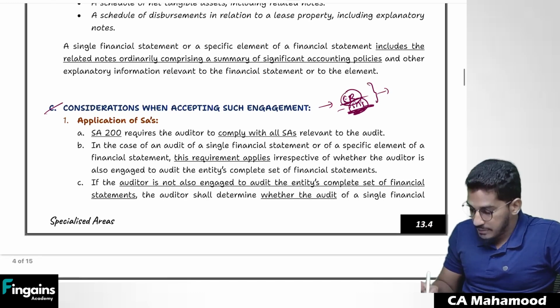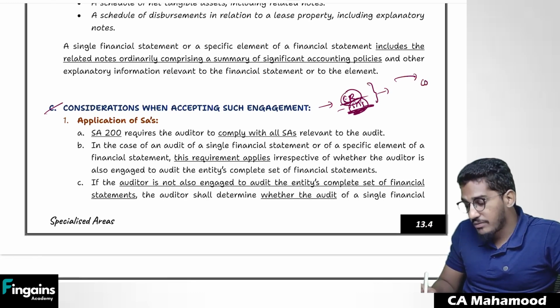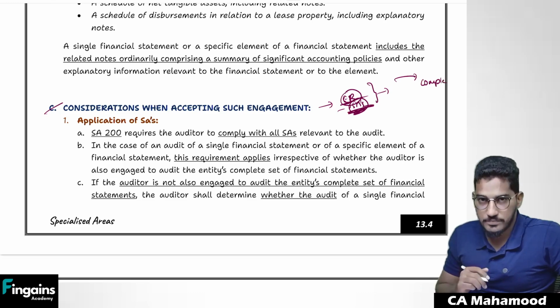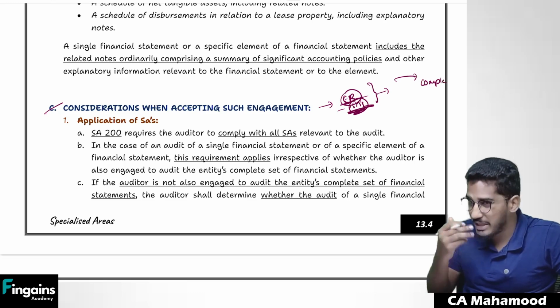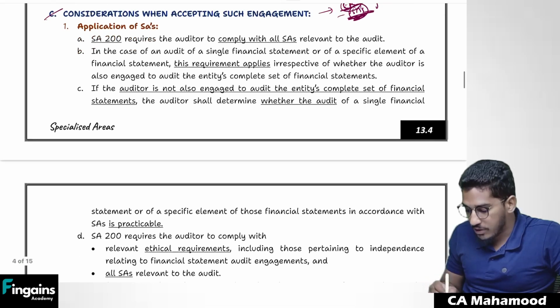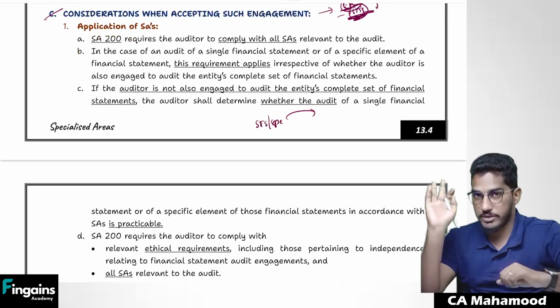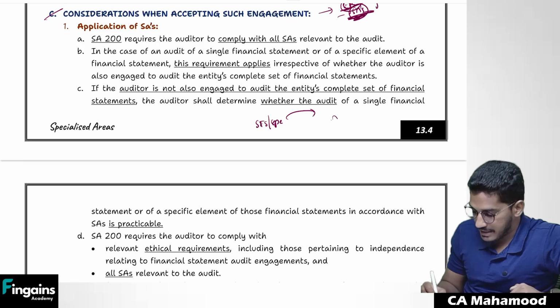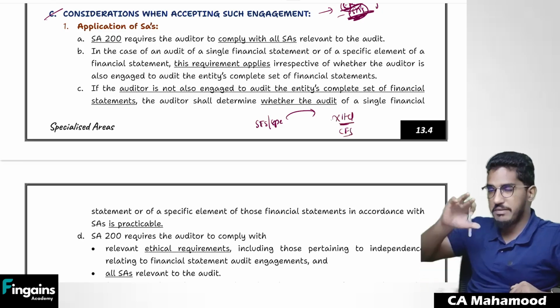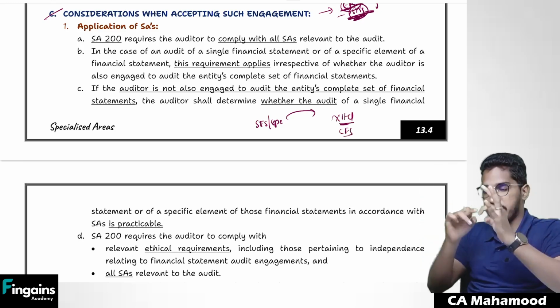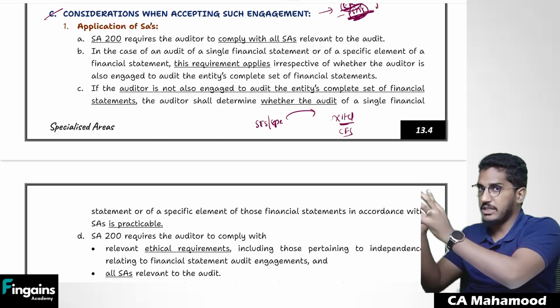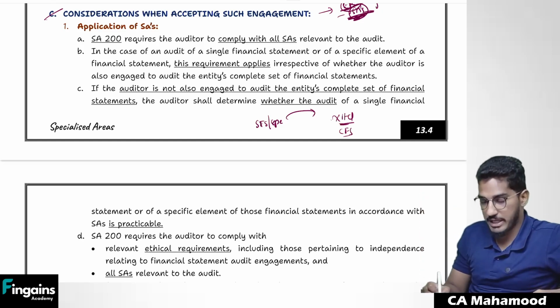And if you are not conducting the audit of the complete financial statements, sometimes it might become impossible for you to conduct the audit of a single financial statement or specific element of a financial statement unless you are the complete auditor. For example, X Limited is there. This X Limited will generally prepare one complete set of financial statements. They will have the full financial statements like balance sheet, P&L, cash flow statement, notes to accounts. That one set of complete financial statements will be there.